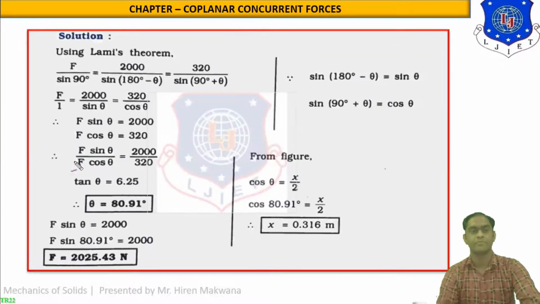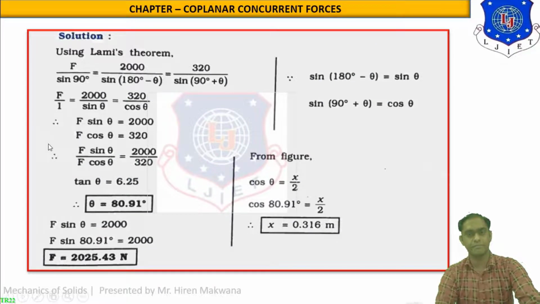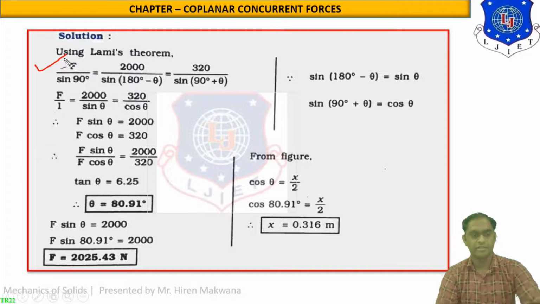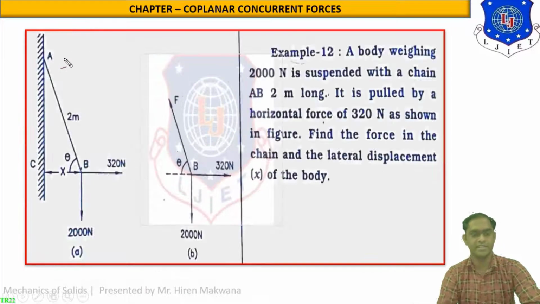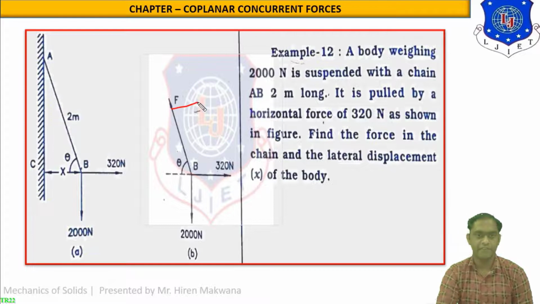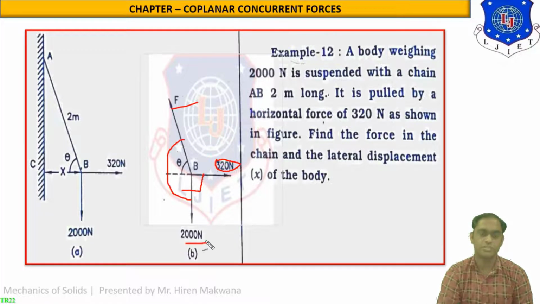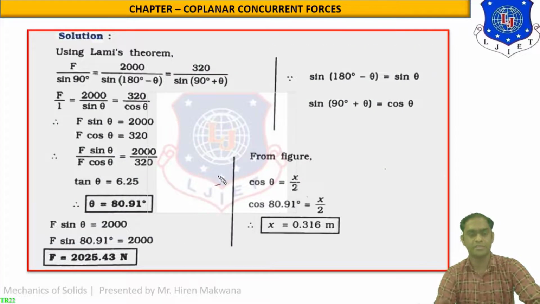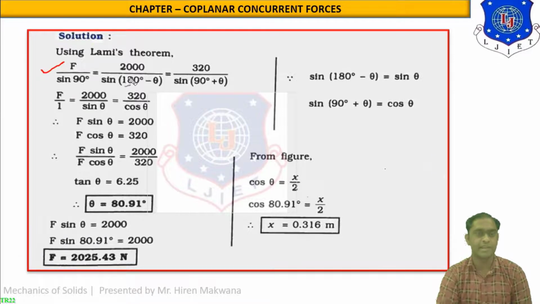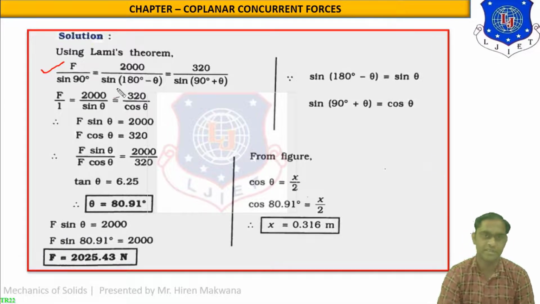Let us start now. By using Lami's theorem, you can see F upon sine 90. Let us go back to the figure so that you can easily understand. See this, F upon angle will be 90. If the force is 320, then the angle will be 90 plus theta, correct? And if the force is 2000 Newton, then the angle will be 180 minus theta. So by applying Lami's theorem, you will get this equation: F upon sine 90 is equal to 2000 upon sine 180 minus theta is equal to 320 upon sine 90 plus theta.